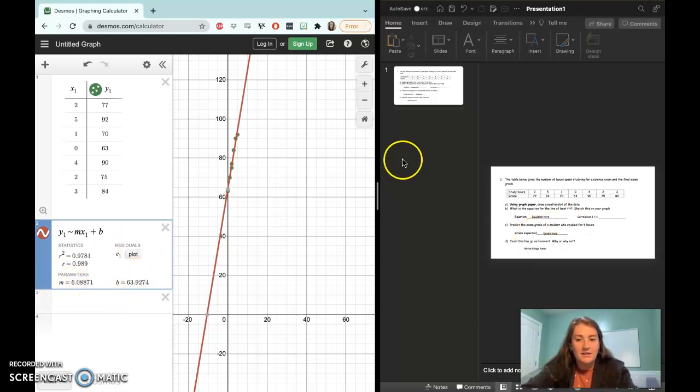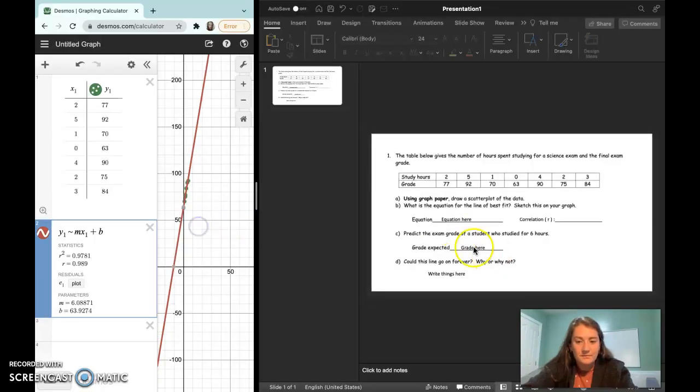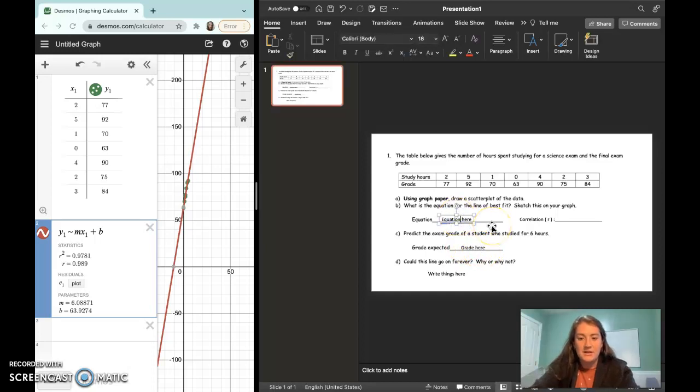So I could come over here and write the equation now. My equation is just y equals that m they gave me, so 6.088. I'm going to round to 2 decimal points, so that'd be 6.09 x plus my y-intercept, which was 63.93. So that's my equation right there. It just tells you the m and the b, and you just get to write it down, y equals mx plus b. You just plug it right in.